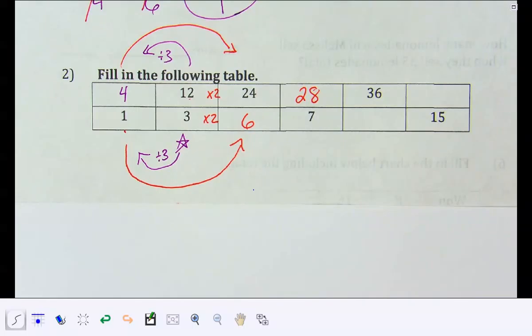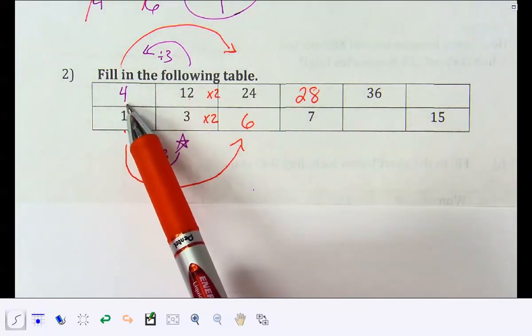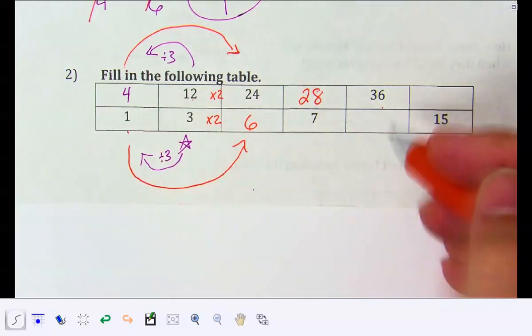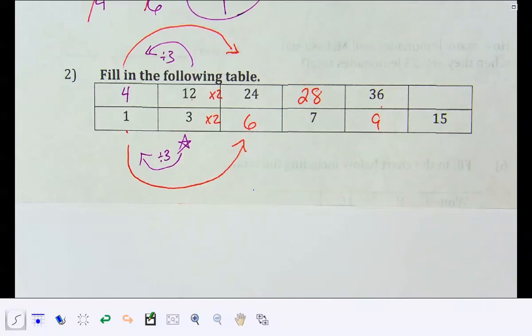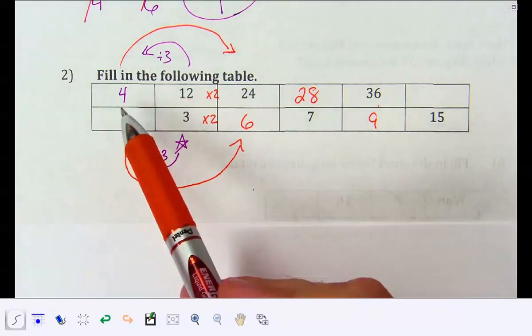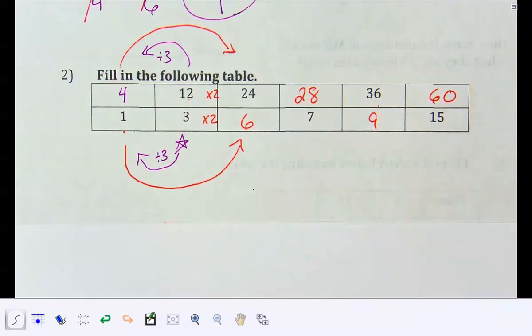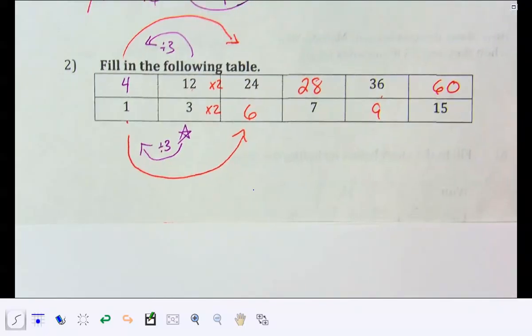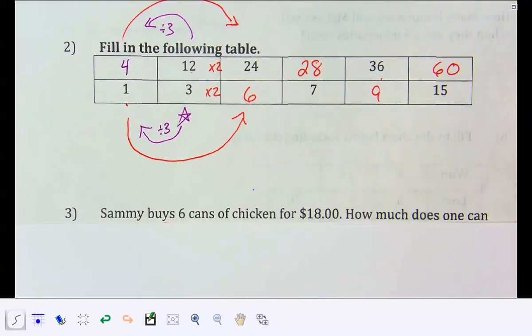The next one has a 36 on top. I like to use the unit rate, so let's go back to the beginning. Turn a 4 into a 36 by multiplying by 9. So 4 times 9 gave me 36, so 1 times 9 gives me 9. And then the next one's kind of the same as that 7. The easiest way to go is to start with your 1. So 1 times 15 gave me 15, so 4 times 15 gives me 60. Okay, so keep in mind, guys, ratio tables are really just a collection of different little problems.